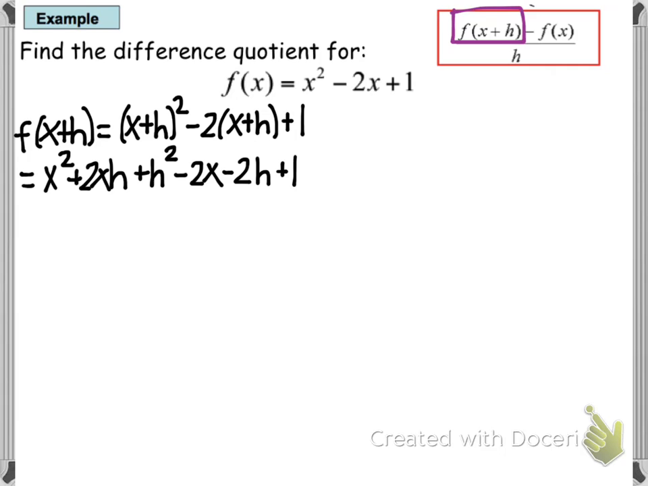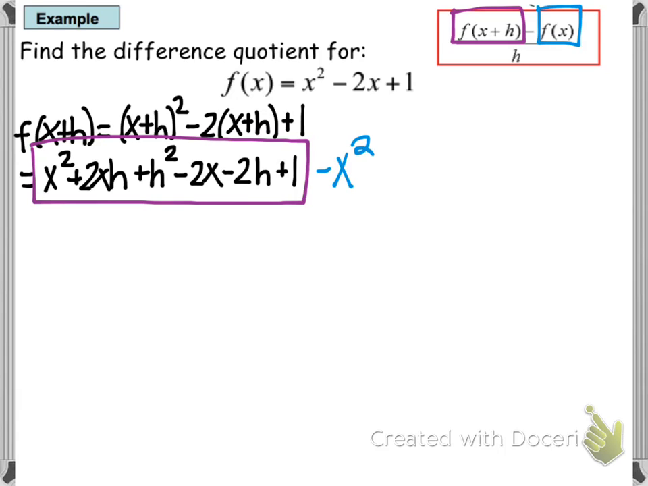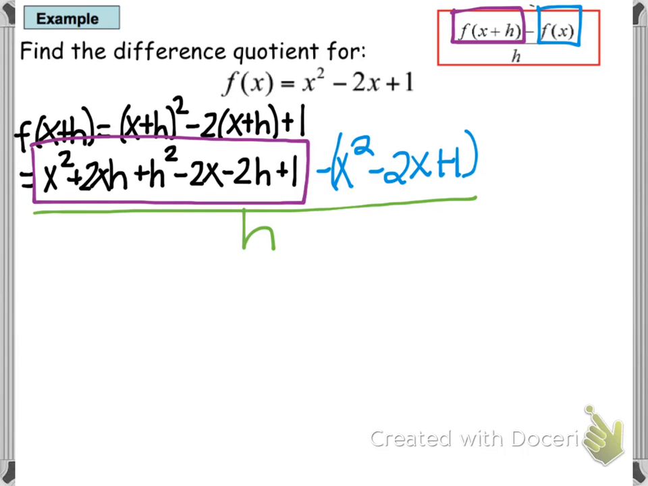Rather than rewrite all that, we'll just remember that this here is f of x plus h. So continuing on from there, remember the next piece is to subtract that f of x. So we're going to subtract x squared minus 2x plus 1. And then after we do all that simplifying, the last step will be to divide by h.